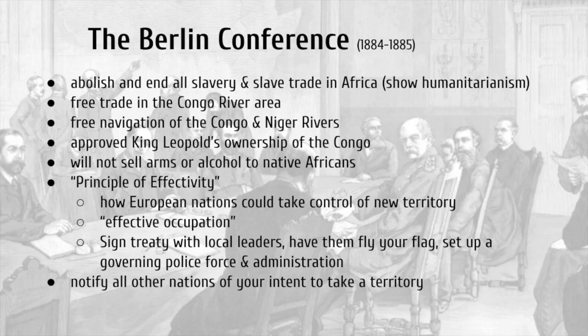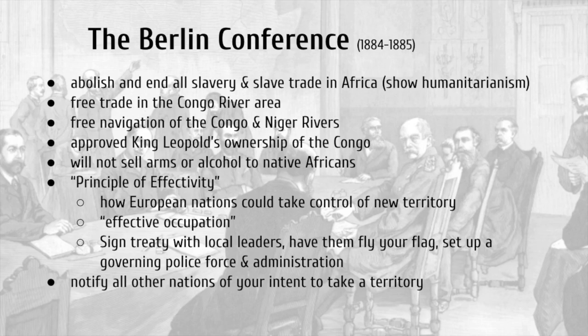European powers want to make sure that there is free trade along the Congo River and the Niger River. They want countries to be able to navigate those rivers and not have one country claim them and shut another country out. It is here at the Berlin Conference that King Leopold's ownership of the Congo will be created. Much more on that in an upcoming lesson. All European countries, of course, promise not to sell firearms or alcohol to native African people.